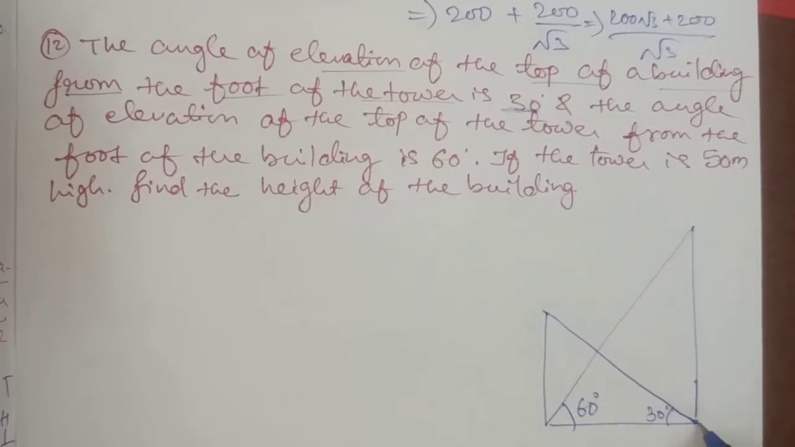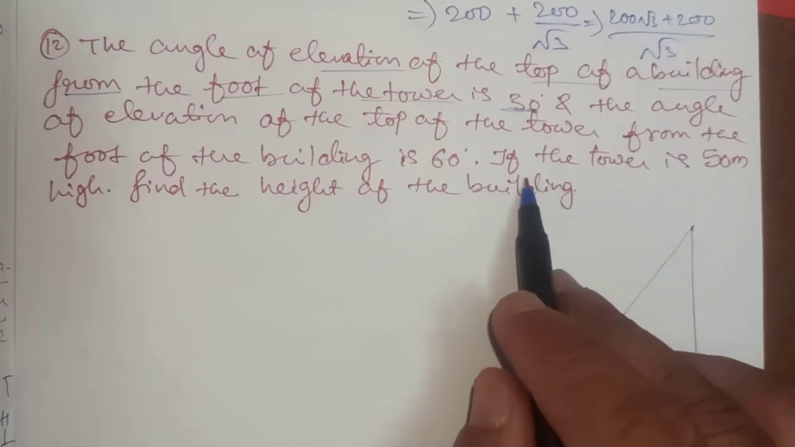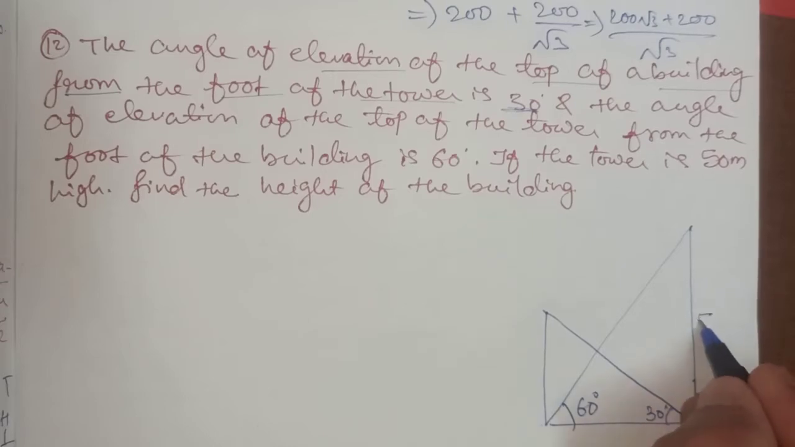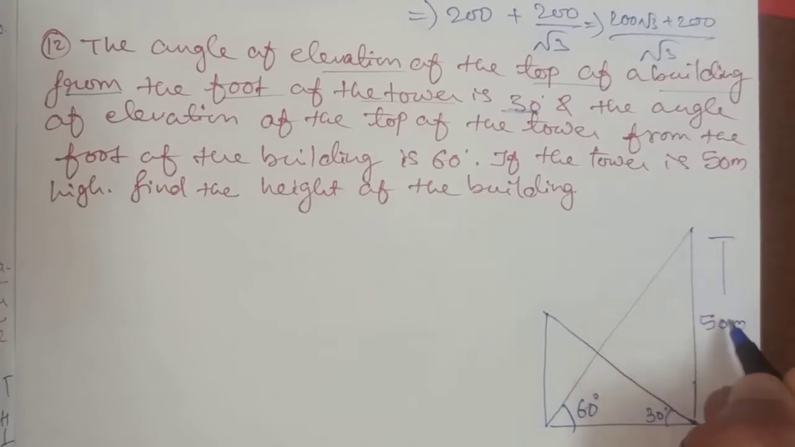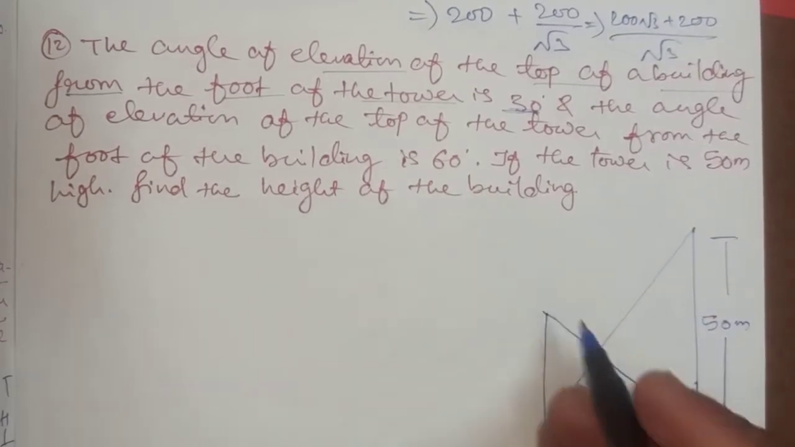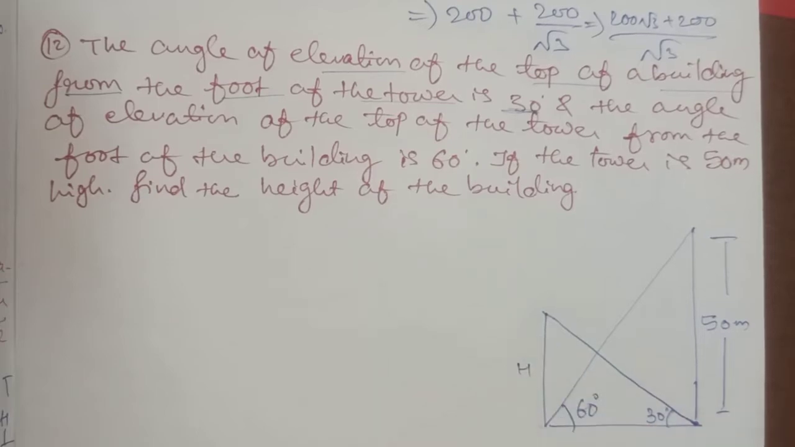Okay, one person is observing the top of the tower from the foot of the building and another person is observing the top of the building from the foot of the tower. Okay, so if the tower is 50 meter high, the height of the tower is 50 meter. Find the height of the building. We have to find the height of the building.